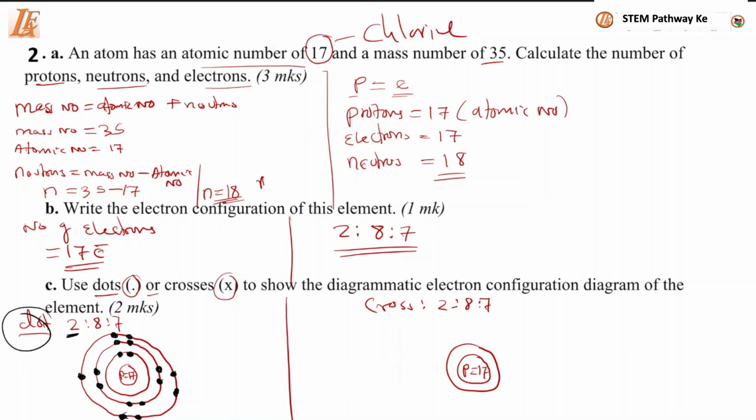Let's now use green. We have 2 electrons, and in this case, we are using crosses. So the first energy level, we have 1, 2 electrons. Then the second energy level here, we have 8 electrons: 1, 2, then 3, 4, 5, 6, 7, and 8. Then the third energy level, we have it like that, and then we have 7 electrons: 1, 2, 3, 4, 5, 6, 7.